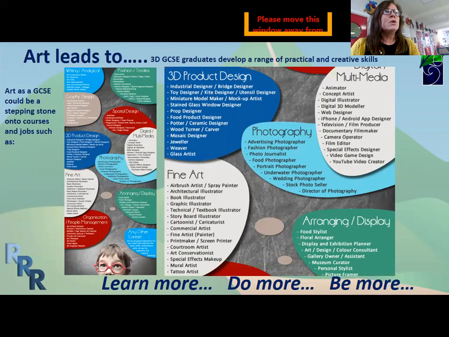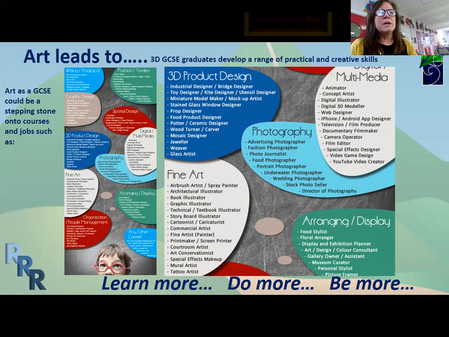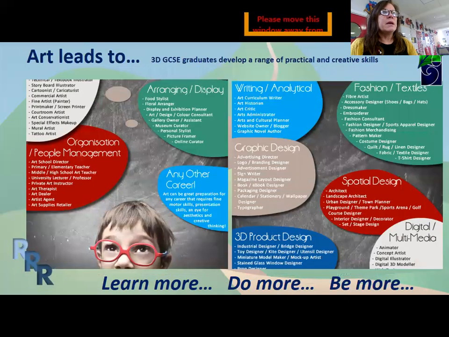Art leads on to lots of different careers, and just because you do 3D design, that would not limit you to doing other art courses at A-level or further education. So 3D product design, fine art photography, display, arranging, digital, multimedia. There's just some examples. Art leads to, and then I've got some more examples there for you to have a look at. So you can pause this video at any time and you could just go back and have a look at these.